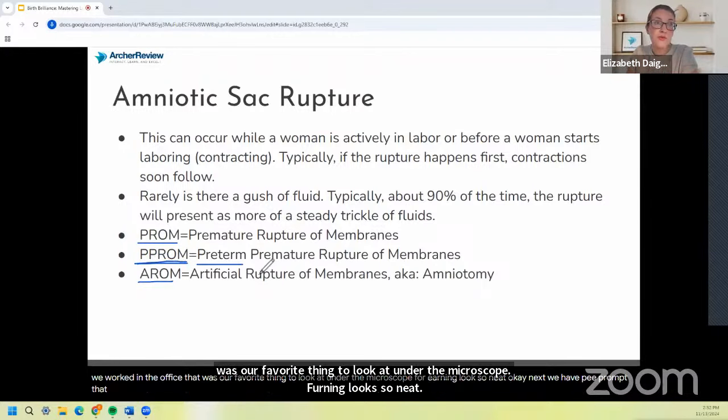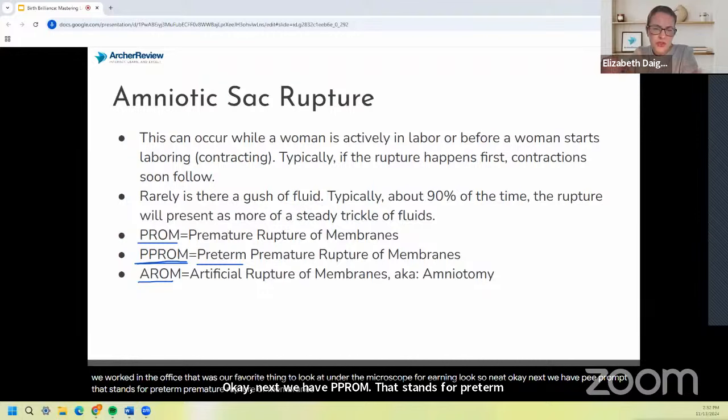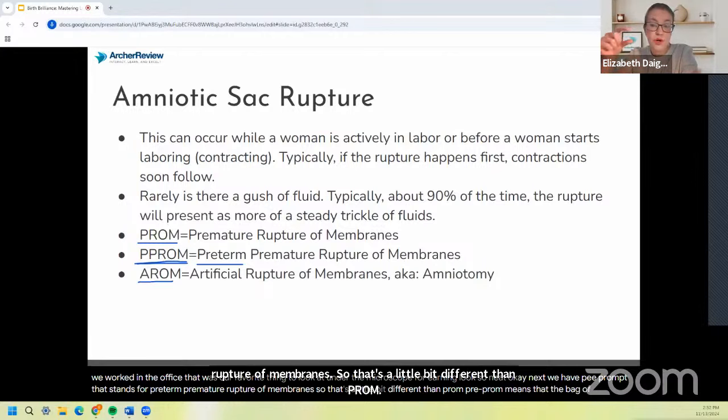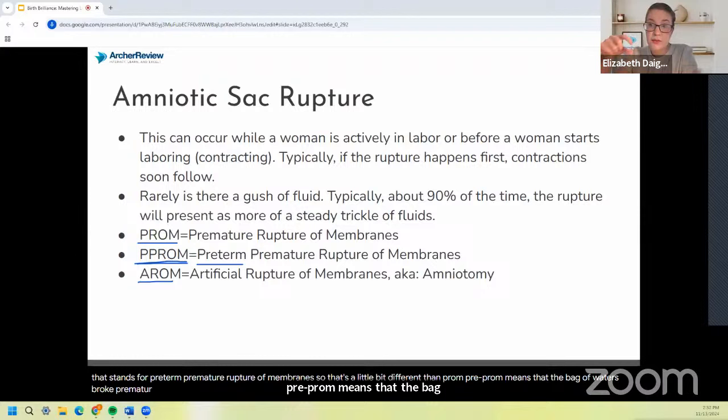Okay, next we have PPROM. That stands for preterm premature rupture of membranes. So that's a little bit different than PROM. PPROM means that the bag of waters broke prematurely. It broke before 37 weeks. And remember, 37 weeks is a very important gestational date in pregnancy.